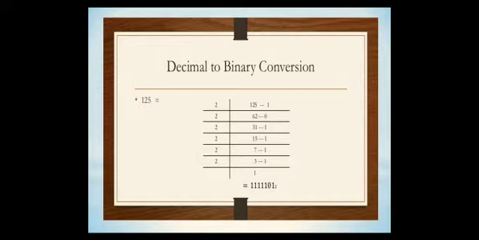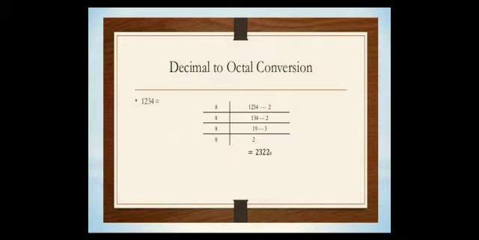Like this way we got the remainders, and after that we take the remainders from downward to upward. So we get the binary equation like this. So this is the way we can do decimal to binary conversion. Okay, next, decimal to octal conversion, same like the previous way.